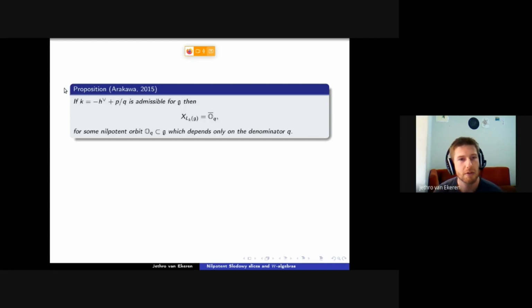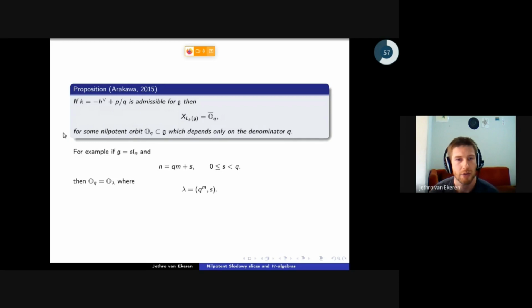So anyway, the relevance of all this to the present case is that my colleague Tomoyuki Arakawa proved that the associated variety of L_K(G) at admissible level K is always the closure of some nilpotent orbit in G. And this nilpotent orbit, it turns out, depends only on the denominator of the level, so we can denote it O_Q. So just to illustrate this, if we take SL_N again, then we can do the Euclidean division of N by Q and get this remainder S. And then this allows us to write a partition, lambda, which is just a bunch of Q's and then the S. And O_Q is, in fact, this O_lambda.